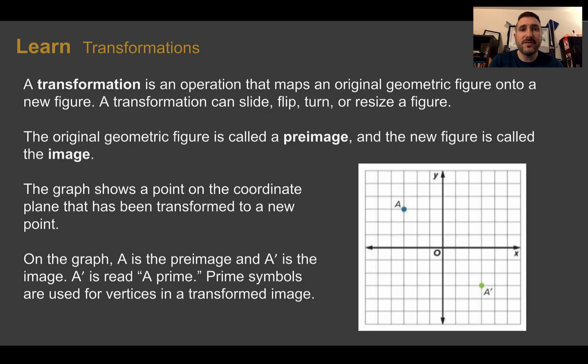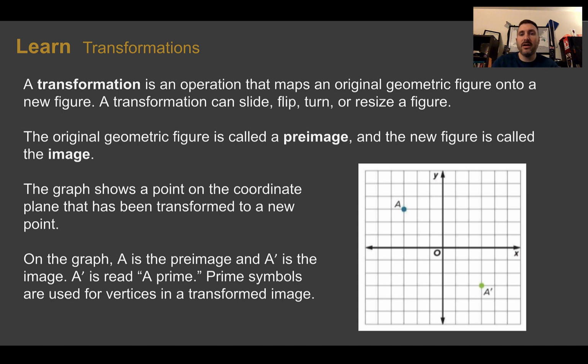Let's learn. Transformations. A transformation is an operation that maps an original geometric figure onto a new figure. A transformation can slide, flip, turn, or even resize a figure. The original geometric figure is called a pre-image, and the new figure is called the image.